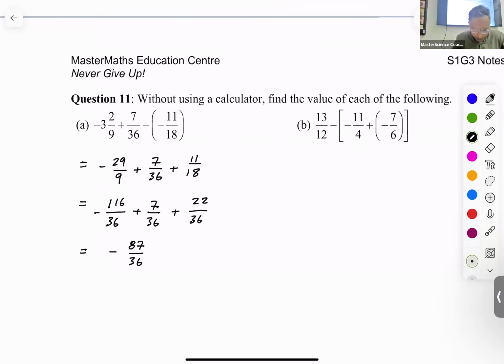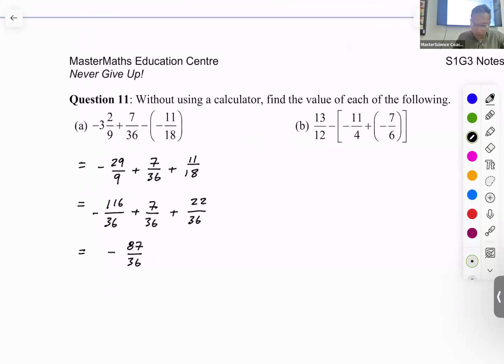Can I leave my number as an improper fraction? Can, no problem. You want to change it to a mixed number? Also can. So if you change to a mixed number, you just key this into your calculator. You will get minus 2, 5, and 12.